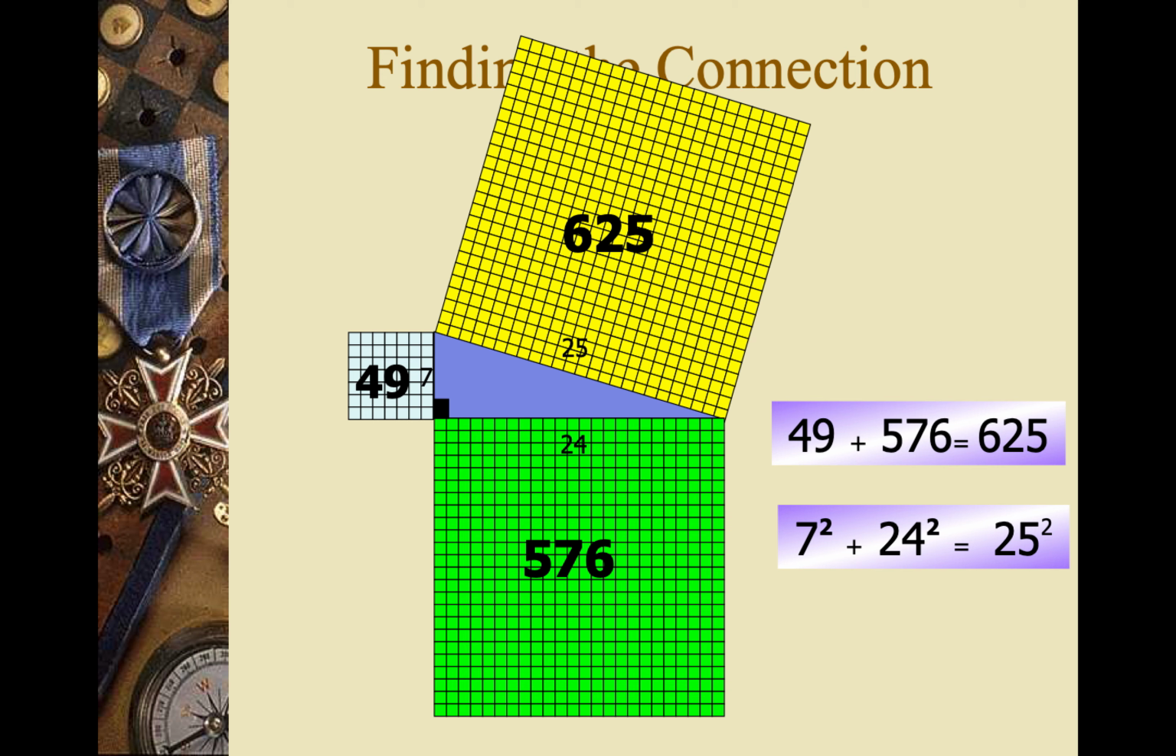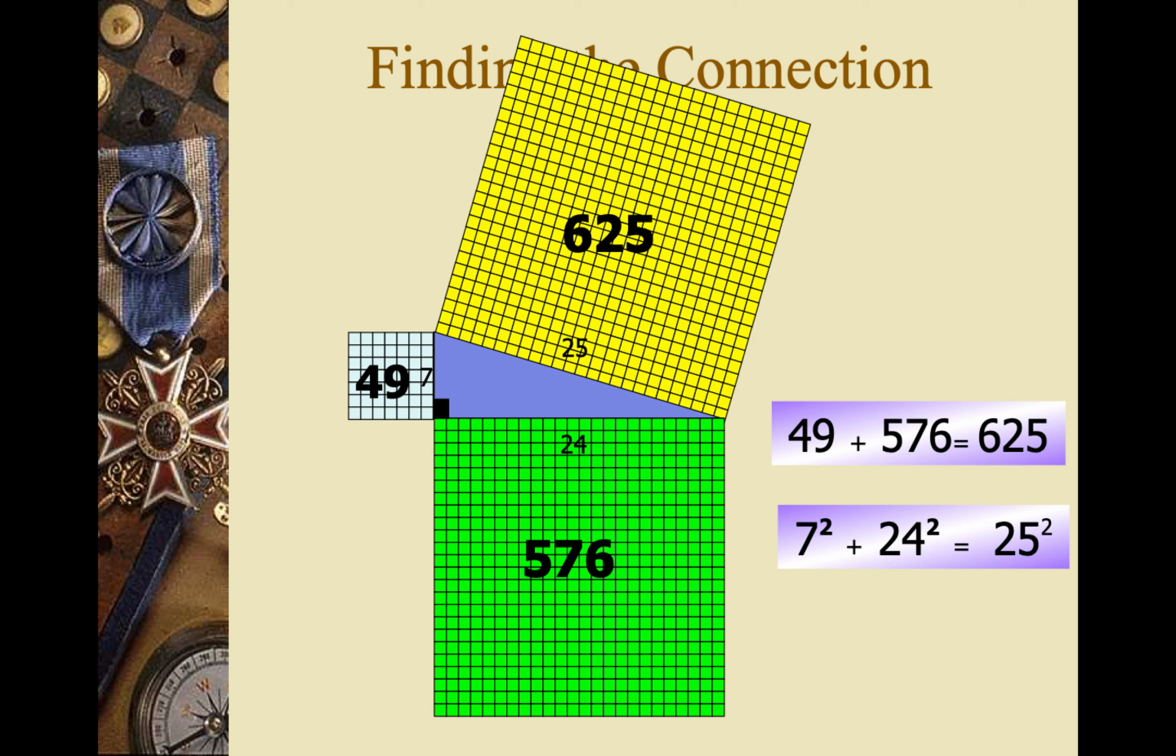So, whether you believe it or not, it always works that for the two shorter sides of a right angled triangle, if you work out the squares of each of those numbers and add them together, that gives you the exact square of the long side.